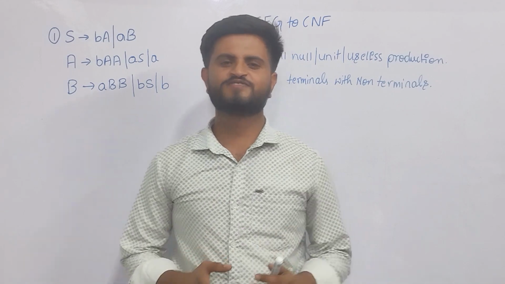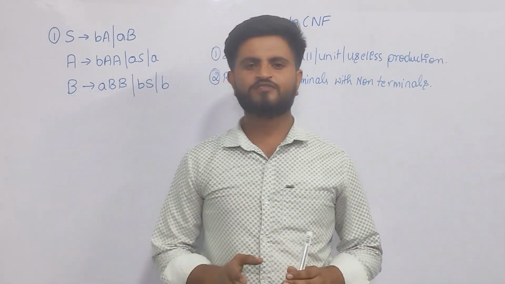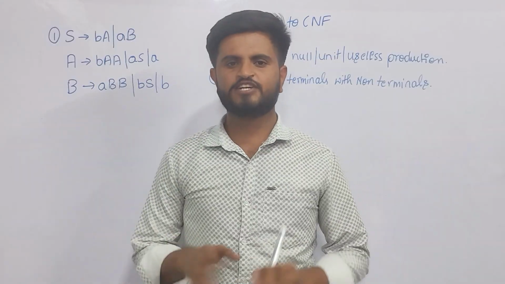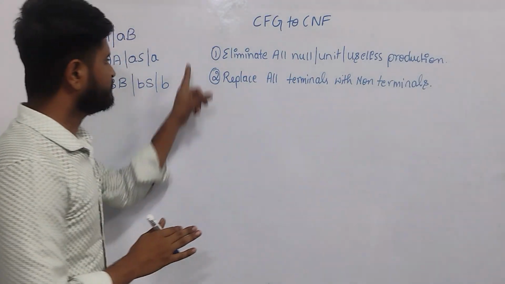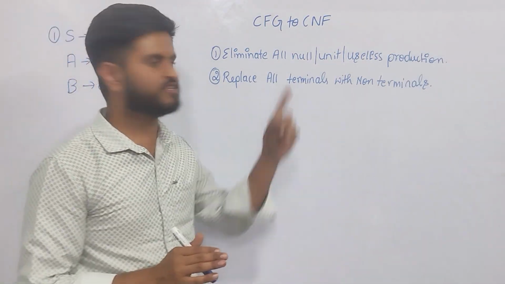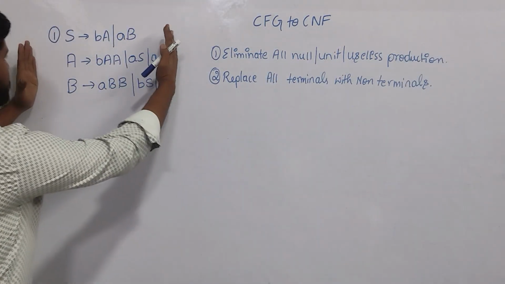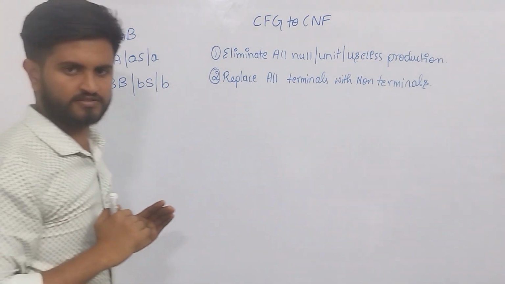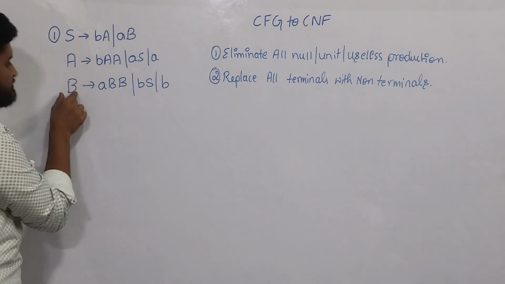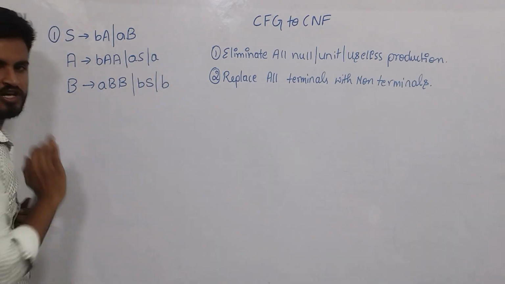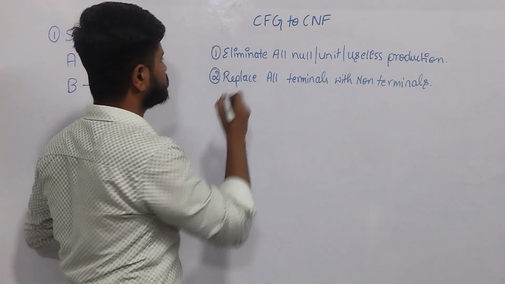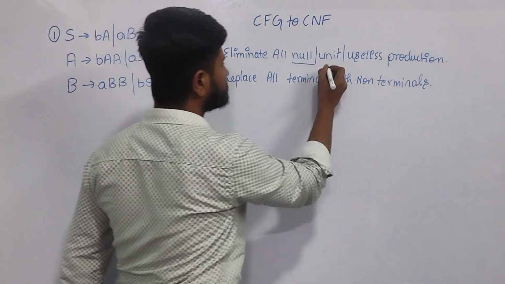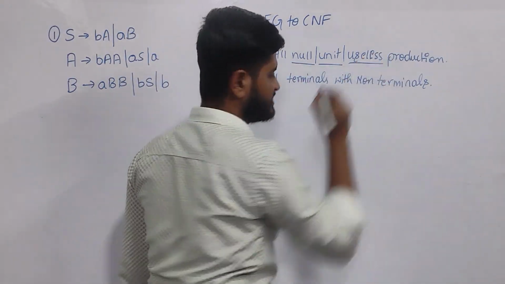Hello everyone, in this video let's discuss how to convert the given CFG into CNF in theory of computation. If you see here, the first step we must follow in this problem is, here there are given the productions. So these are my producers and these are my productions produced by these producers. The first step is to eliminate all the null production, unit production, useless production.